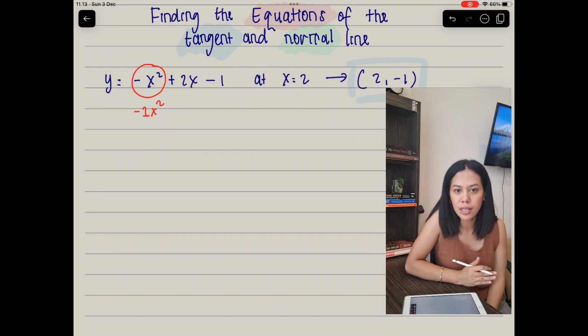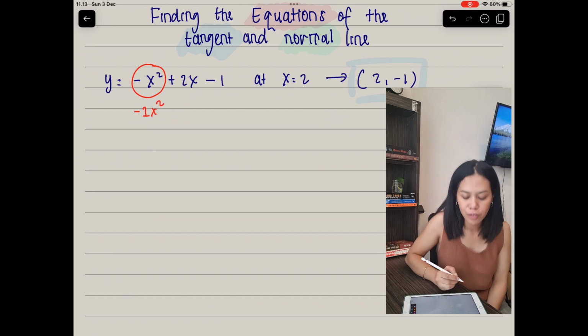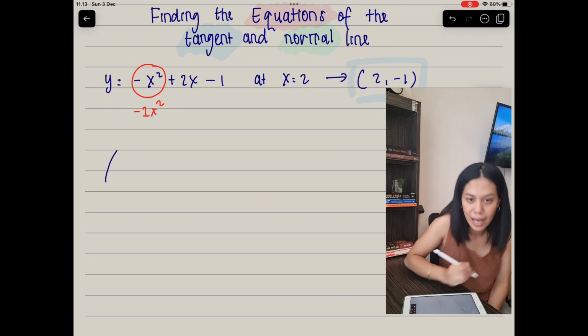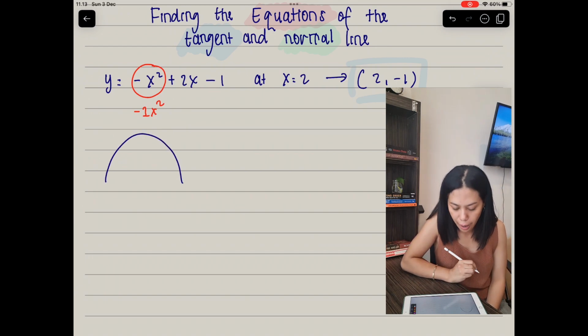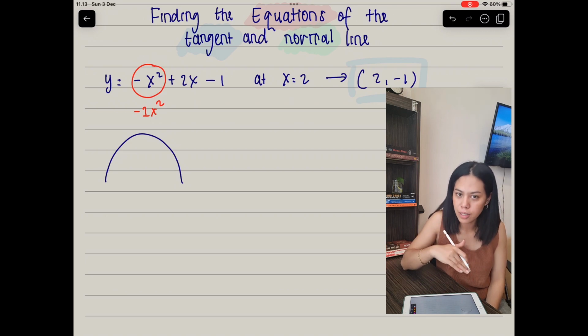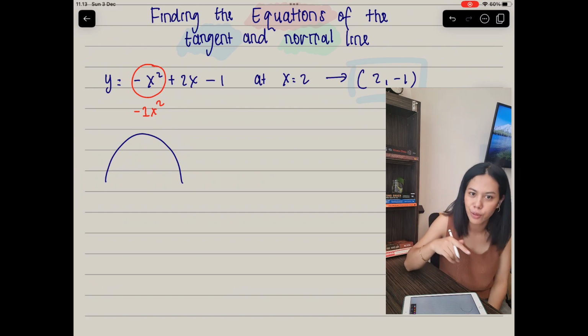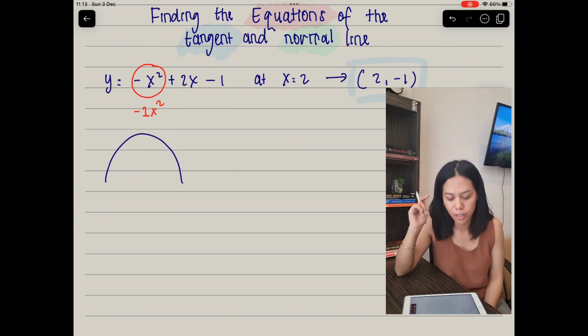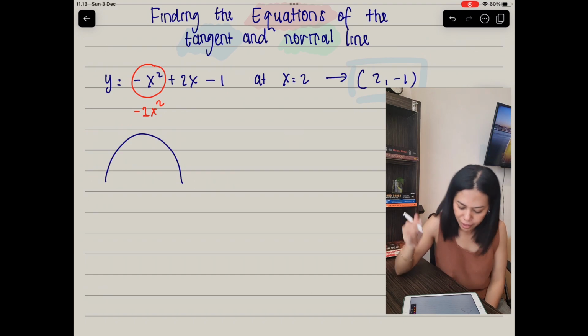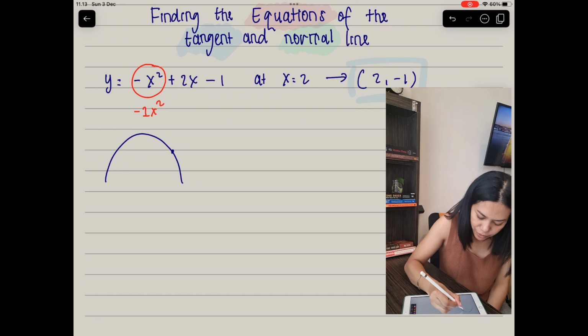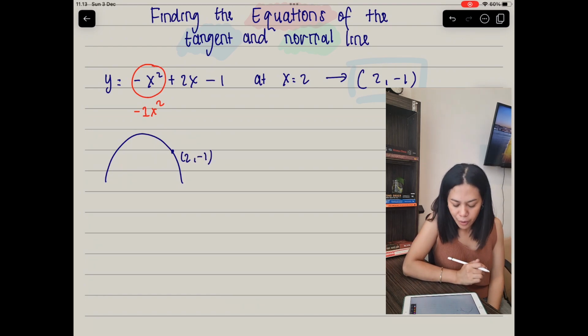And because the coefficient is a negative number, the graph is going to be concave down, or a sad face, yeah? If the coefficient is positive, then it's going to be smiling, or concave up. And because it's negative, the one that we're doing is going to be facing down, or concave down. And I also already checked in Desmos that 2 comma negative 1 is right over here. So this is 2 comma negative 1. I've checked it in Desmos beforehand. Okay, so we want to find the tangent and normal line at that point, 2 comma negative 1.